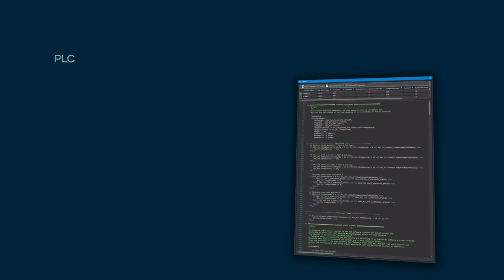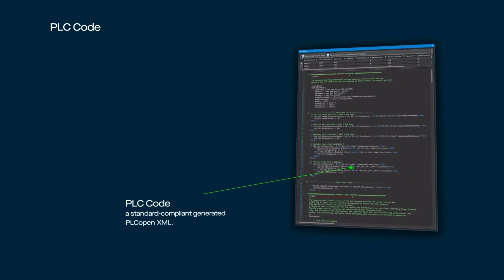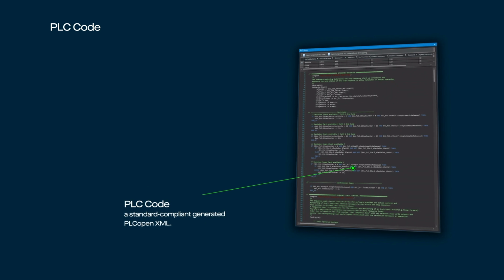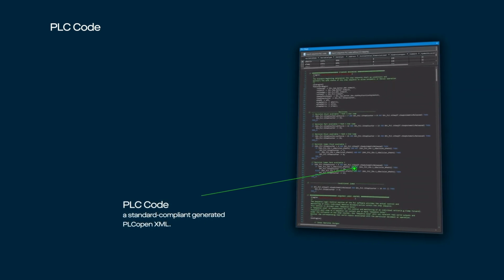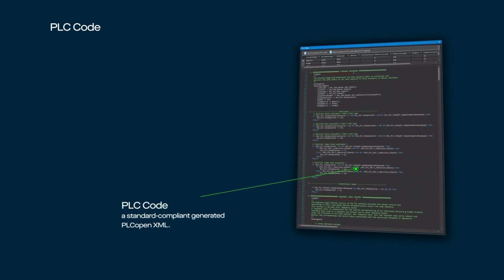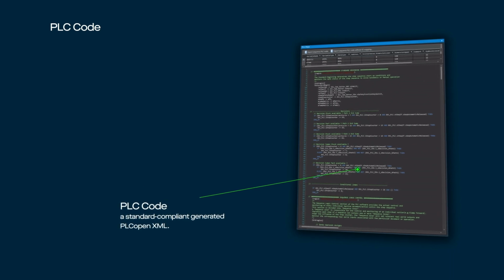The PLC code is generated in the 10th part. The code generator in the background generates an error-free PLC code from the model data, and this can be exported as PLC OpenXML.